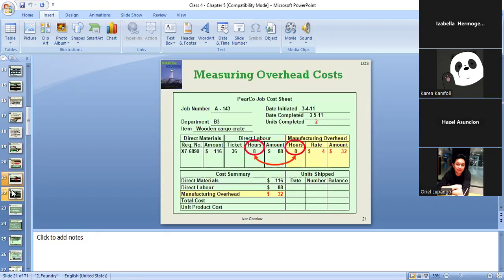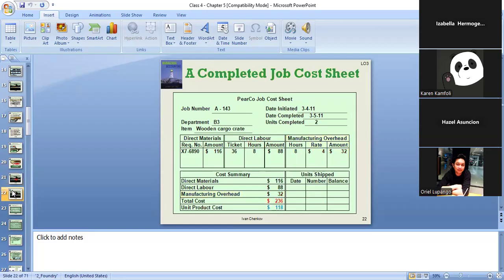What that means is that now I can apply the manufacturing overhead. I'm going to see how many hours my worker worked. He worked 8 hours, times $4 per hour, and I'm applying my manufacturing overhead cost. Now I can come up with the total cost for my product, and I can come up with the cost per unit. Since I see that here, in this case, I completed 2 units. So if I completed 2 units, my cost per unit should be that much.